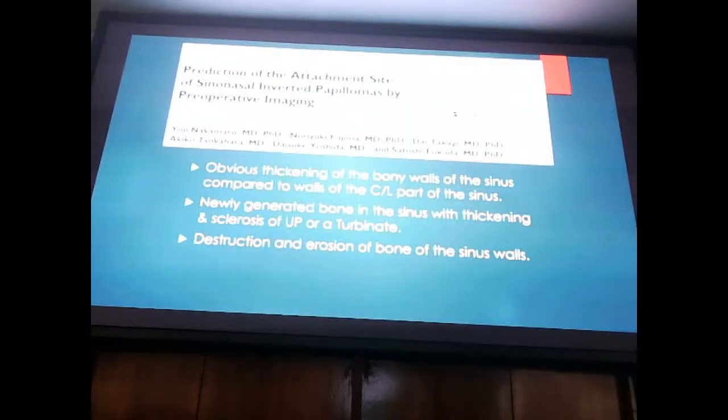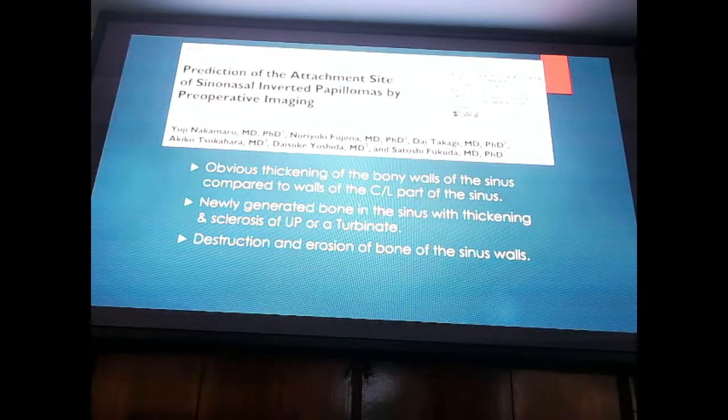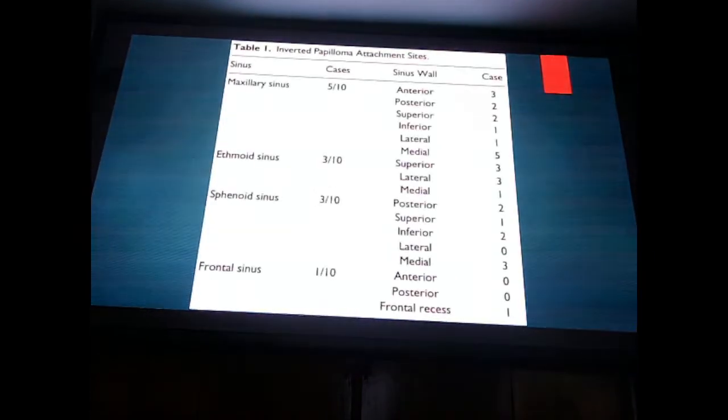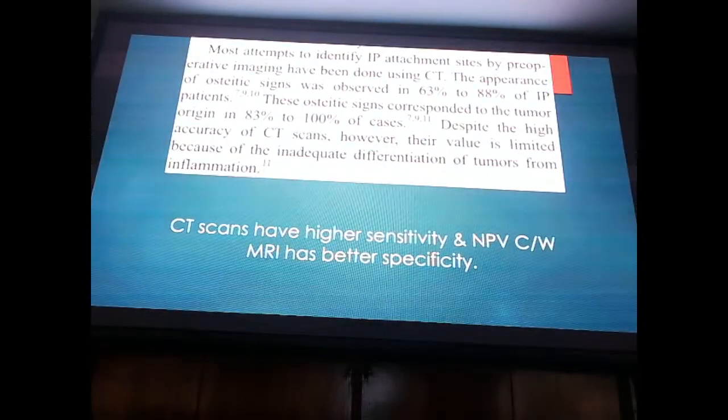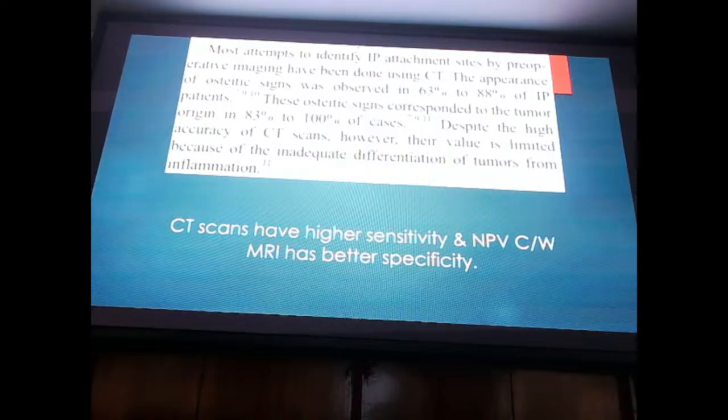Okay. So again, one of the common tumors is the inverted papilloma. In the majority of the cases you have medial attachment, which is a good thing because then you can just get away with a middle meatal antrostomy or a medial maxillectomy. Very rarely we see it in the ethmoid, sphenoid, and frontal sinuses. So whenever you are dealing with inverted papilloma, you will have to do both CT scans as well as MRIs.